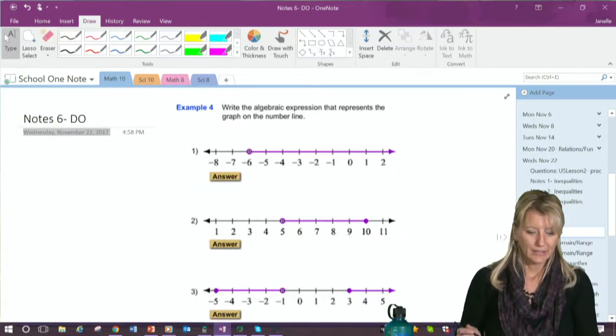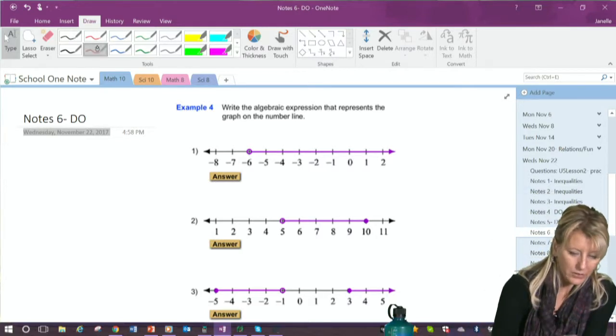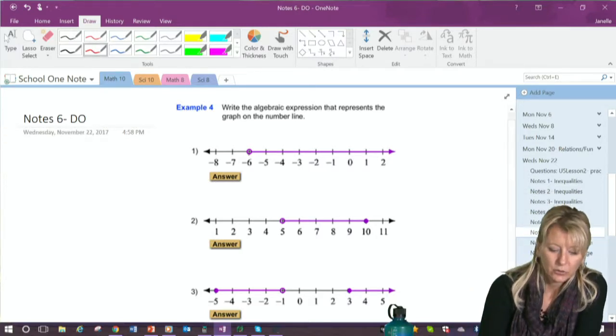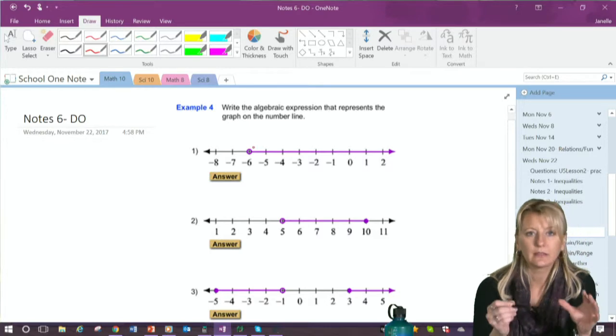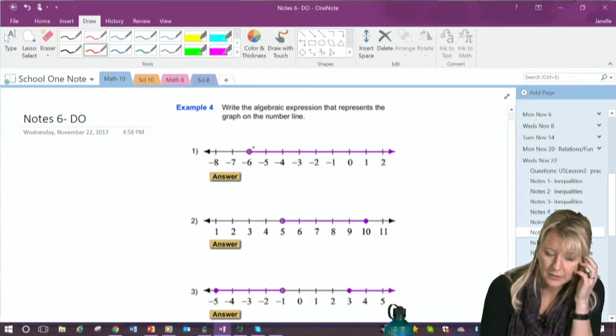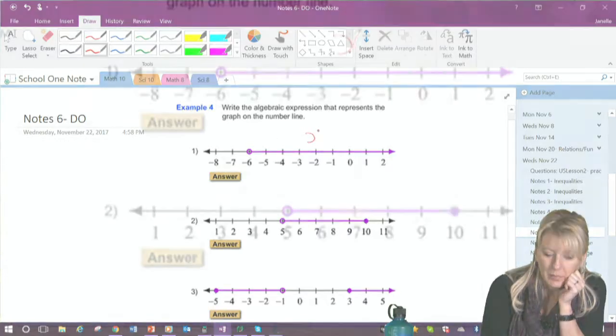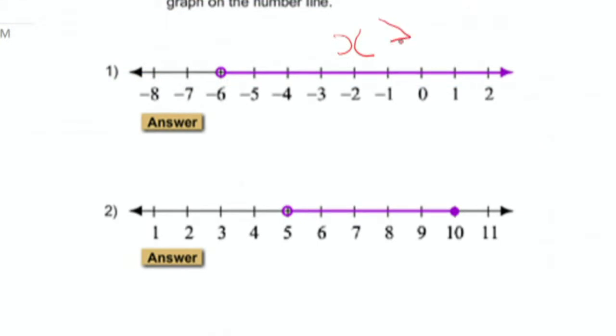Yep, okay. So this one, we have to talk about the inequalities here. Because this is an open circle, that means the alligator has no line underneath it, and the x is getting bigger. So it's going to be x greater than -6. If you did it the other way, that's fine too. It's the exact same answer, technically.